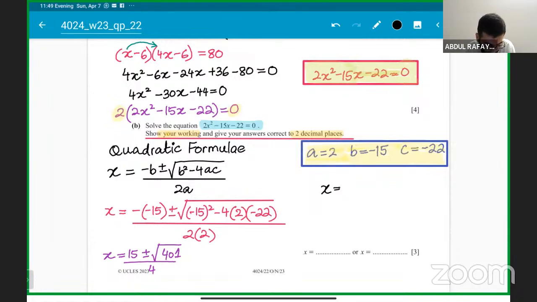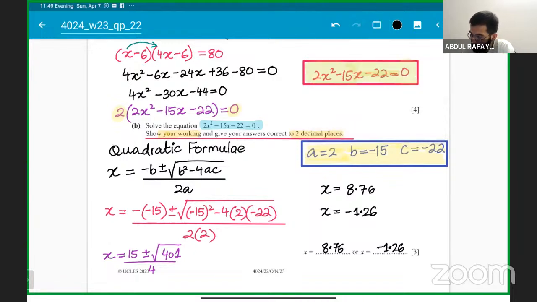So one answer is coming 8.75, okay? Something like that. Make sure we have to give the answer to two decimal places, so round off to the nearest number. 8.76 will be the one value, students. And the other value is basically 15 minus square root of 401 divided by 4. That is coming negative 1.26 as well. Two decimal places they require. These are the answers. Okay, everyone getting it, guys?